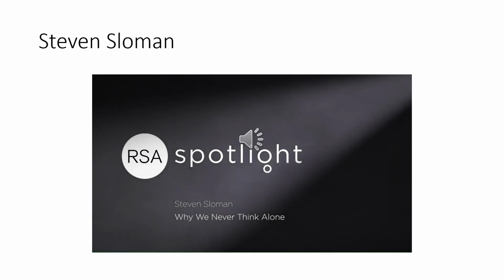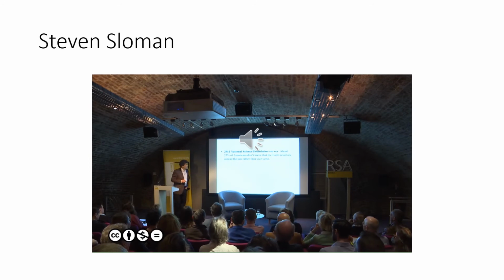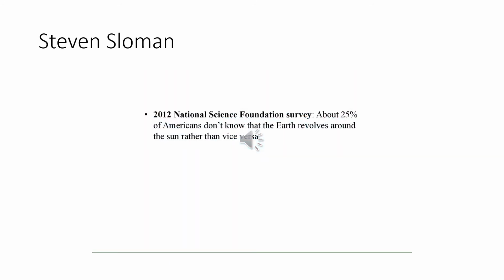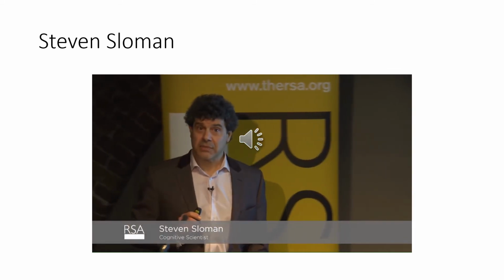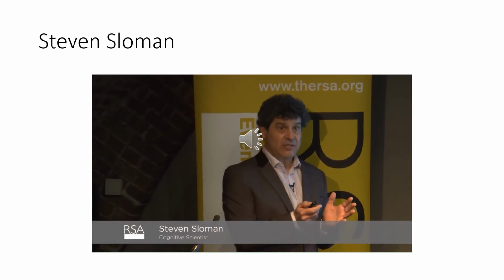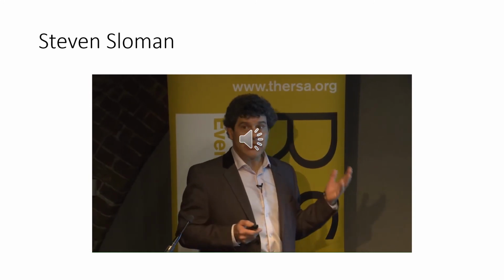Turns out Americans aren't as knowledgeable as they think they are. About 25% of Americans don't know that the Earth revolves around the sun. I believe the Earth revolves around the sun and that the sun doesn't revolve around the Earth. Don't ask me how I know that, right? Because I've never perceived it directly. I sort of take it on faith, and yet I call it knowledge.